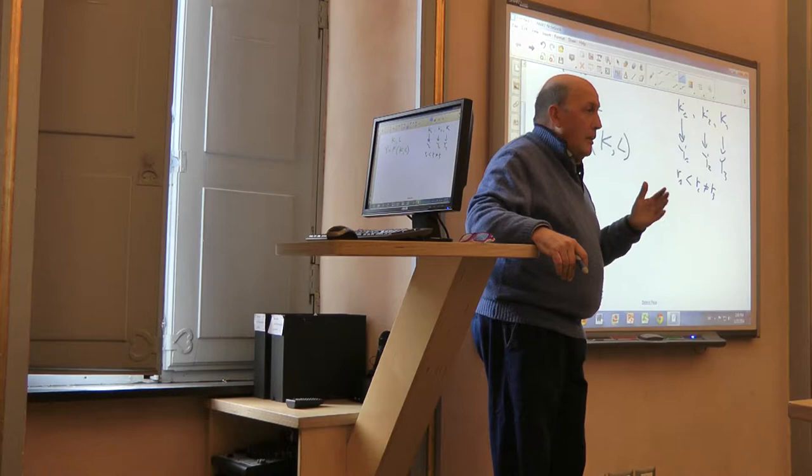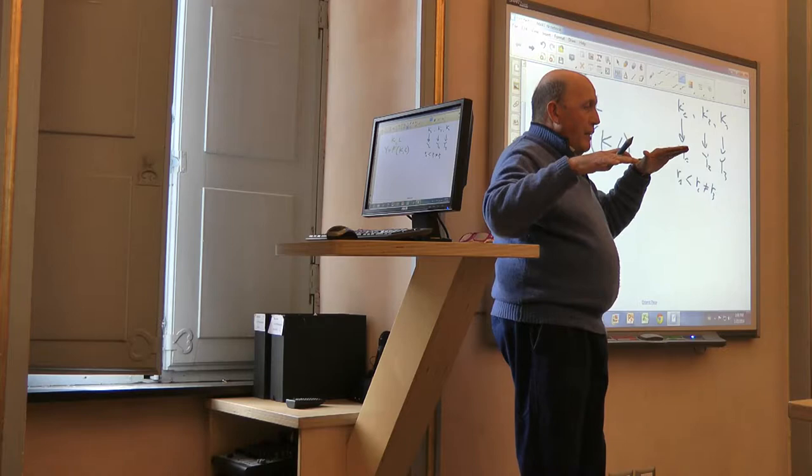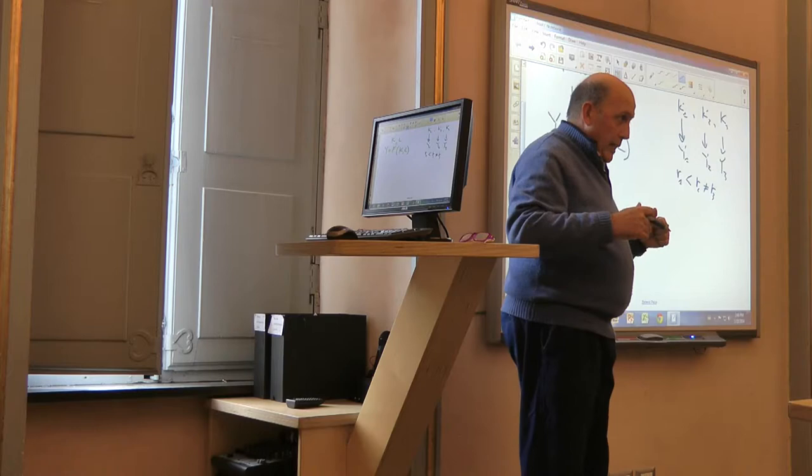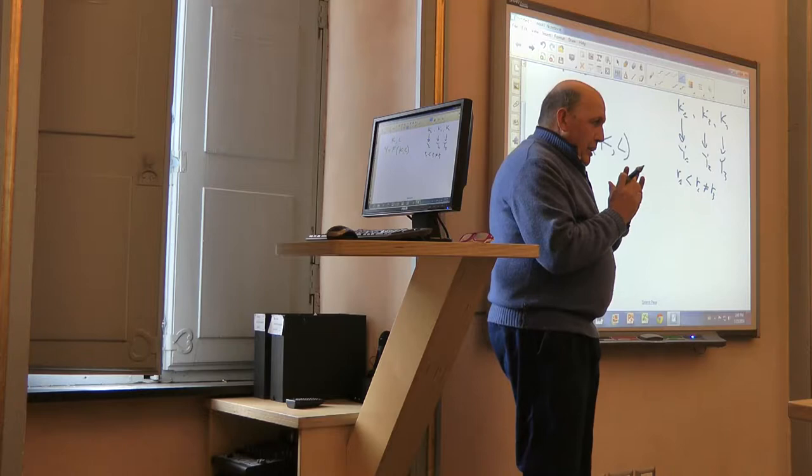If you keep the number of apples given and you increase the number of pears which are available, you will get a lower price of pear and a lower marginal utility out of the additional consumption of pears. Okay? You follow? Now, this construction is necessary for the constant returns to scale assumption.